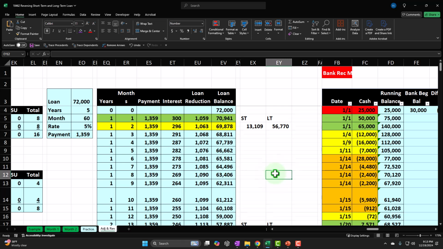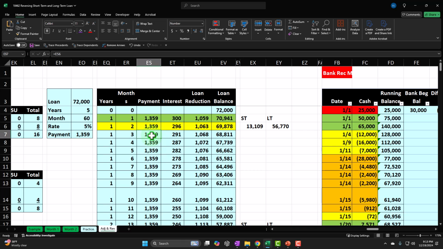So the idea here is, if the loan balance is currently at $69,878, we're going to make 12 payments of $1,359. Current liabilities by definition are those that are due within a year, within 12 months. So you would think the short-term portion would be the $1,359 times 12. But no, because that amount includes the interest.